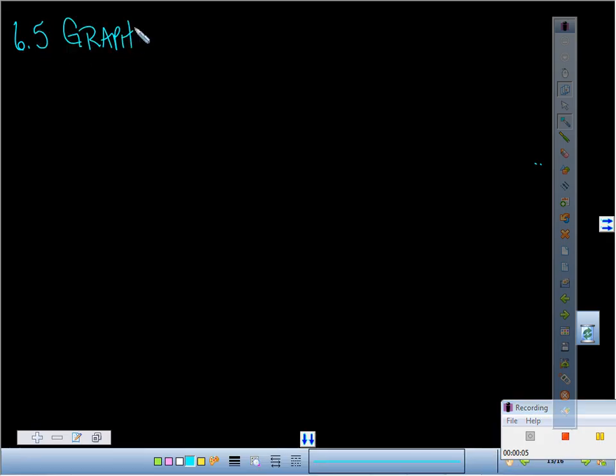Graphing. Now people, if it's graphing and you have a calculator, yeah, you should be golden, but I don't know about it. Graphing square root and cube root functions.